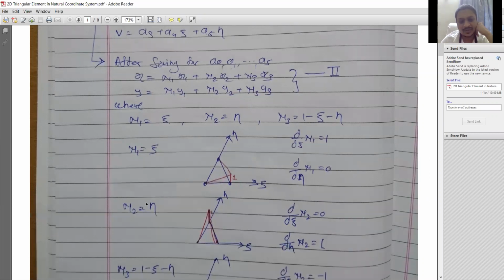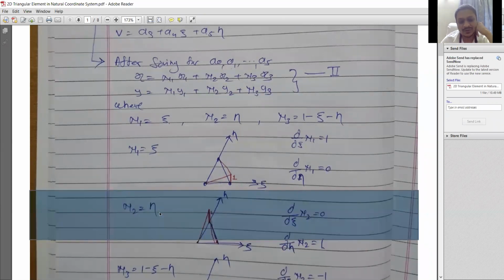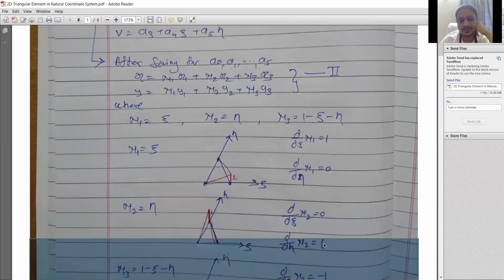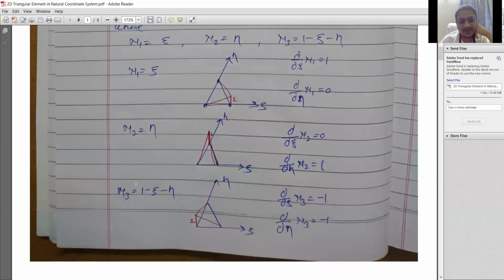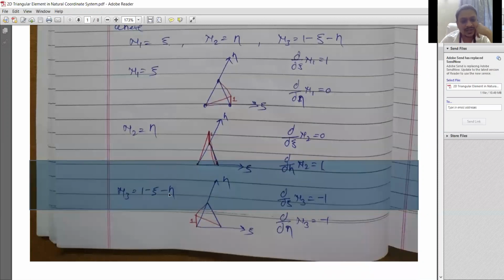Again we will be requiring the derivative of N2 with xi and eta. The derivative of N2 with xi will be 0 and the derivative of N2 with eta will always be 1. Similarly, you can have the variation of N3 also. N3 is 1 minus xi minus eta.